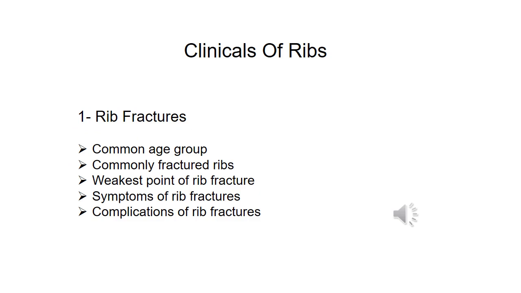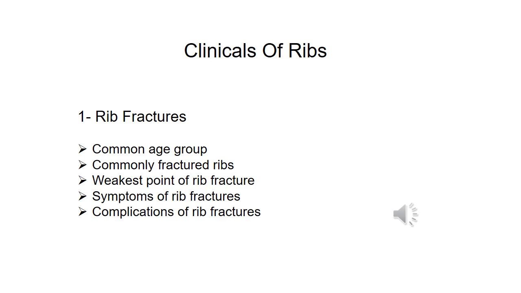The first clinical is the rib fractures. Fractures of the ribs are very common among chest injuries. We have to discuss 5 points about rib fractures. The first one is the common age group in which the ribs are very commonly fractured. In children, the ribs are highly elastic and fractures in this age group are therefore rare.